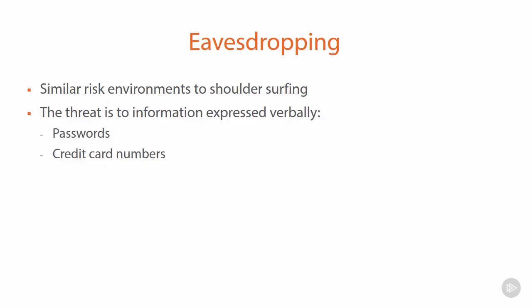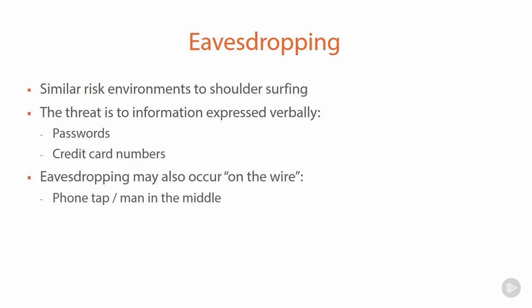Now, it's not always just in person and picked up by someone else in close proximity either. It can occur on the wire. So now we're talking about a man-in-the-middle type of scenario. What sort of conversations might you have on the phone that could be observed by someone between you and the other party that you're discussing with? So have a think about the non-in-person applications of eavesdropping as well.